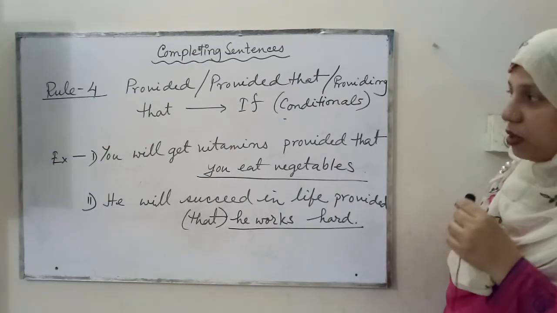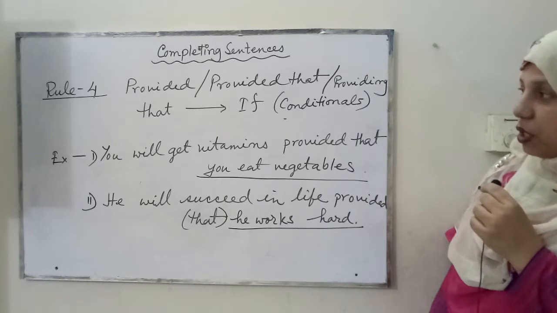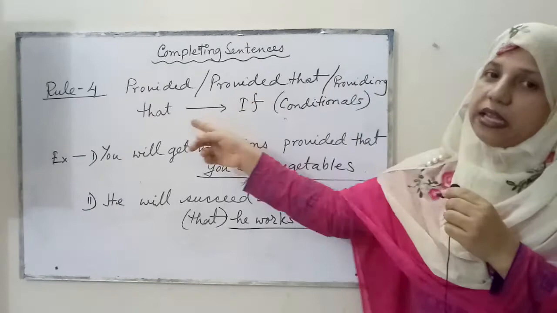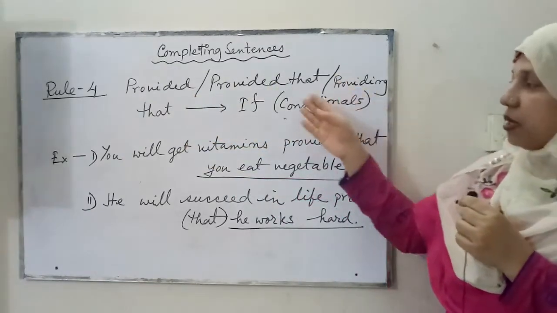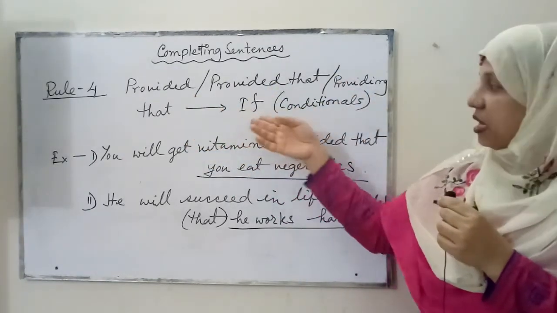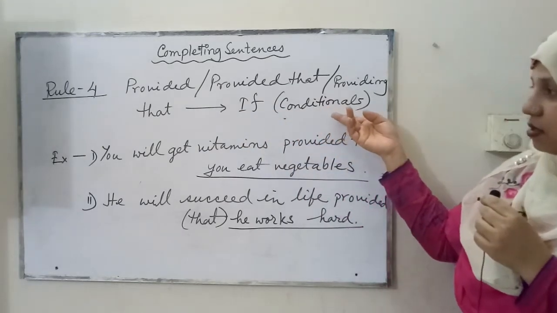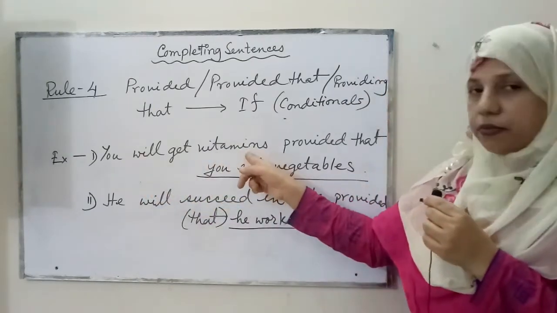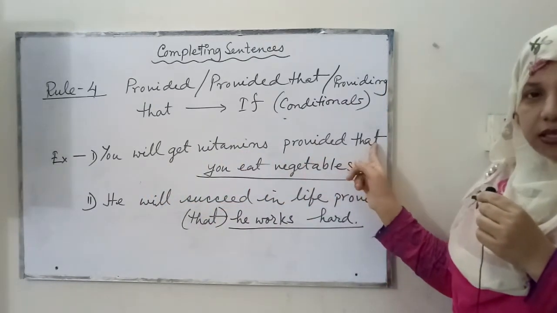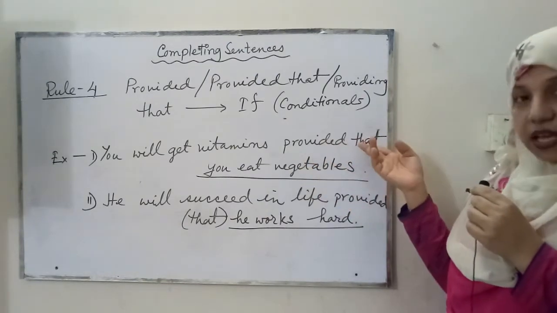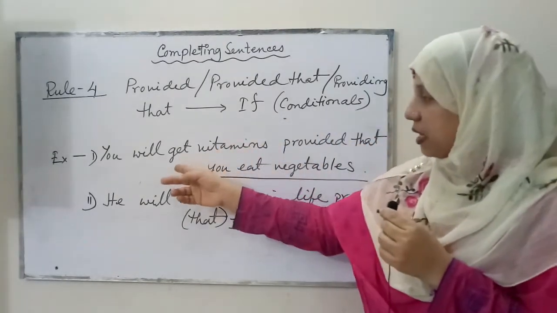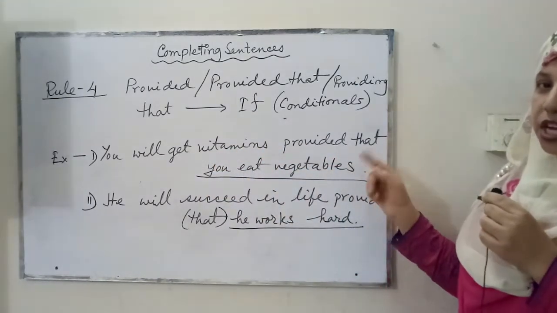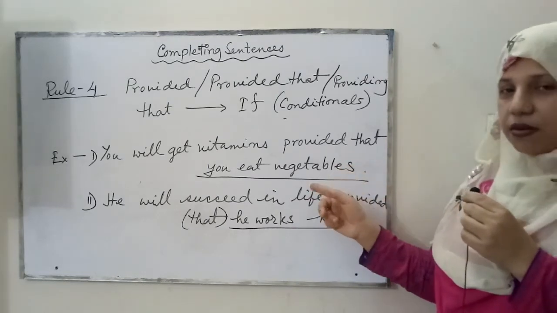Next comes rule number 4. Here the clue may be provided, provided that, or providing that. Actually these three mean if, and they work like conditionals. In the first example, you will get vitamins provided that. The provided that also means if. It works like if. You'll get vitamins provided that you eat vegetables. It works like what? Zero conditional.